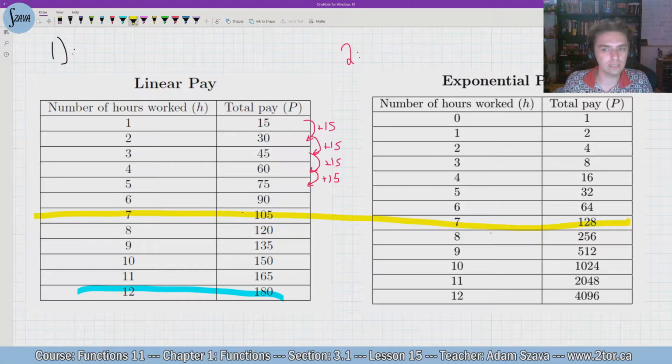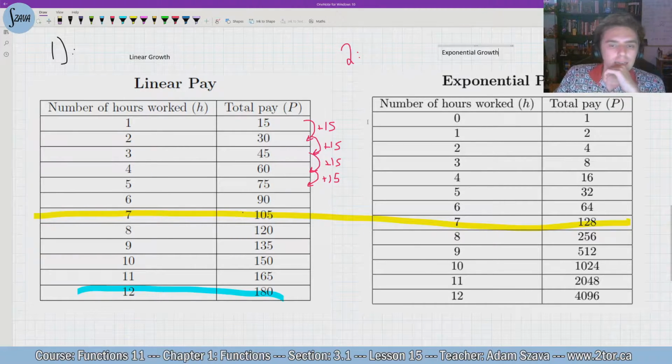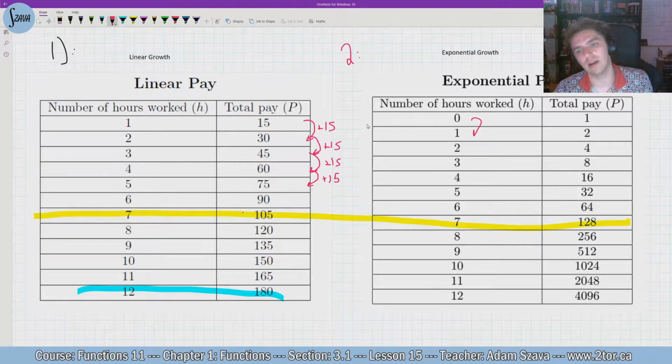So there's something interesting going on here. This is linear growth, which is what we've studied a long time. And this is an example of exponential growth. To understand this more, I'm going to look at two things. One is going to be the graph, but before we do that, I want to look at another thing. It's just how much this total pay is increasing by every time we increment the number of hours.